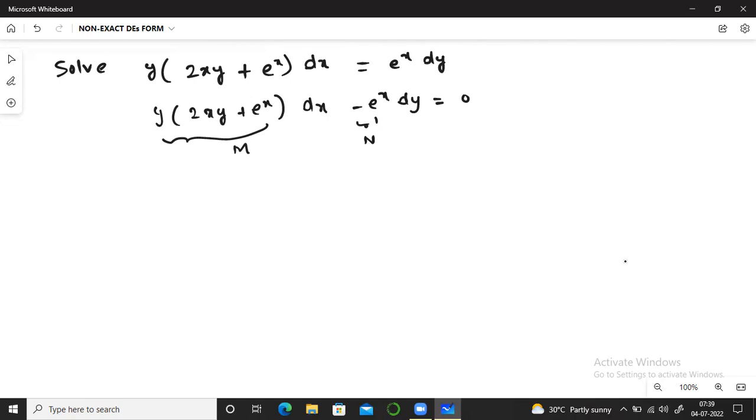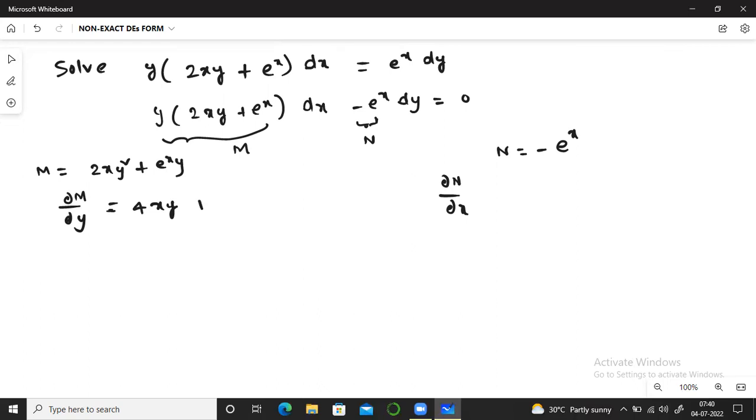Now, firstly, you have to check whether it is exact or not. If it is exact, there is a direct solution. So find dou M over dou y and dou N over dou x. What is the N value? Minus e to the power x. What is the M value? M is equal to 2xy squared plus e power x into y. Now, dou M over dou y: for the first term, 2x is constant, and y squared differentiates to 2y, so it means 4xy.